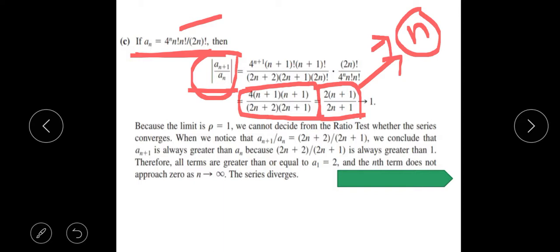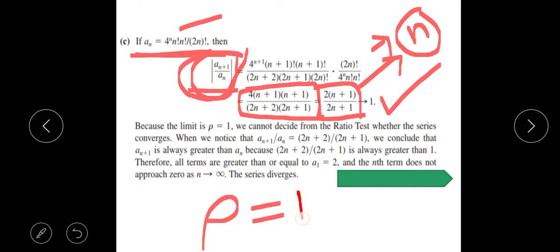Now you take the limit as n tends to infinity of the modulus of an plus 1 upon an. Then you simply get 1. Now remember the D'Alembert's ratio test: where rho equals 1, the test is inconclusive, that is, we cannot say anything about the convergence or divergence of the series.